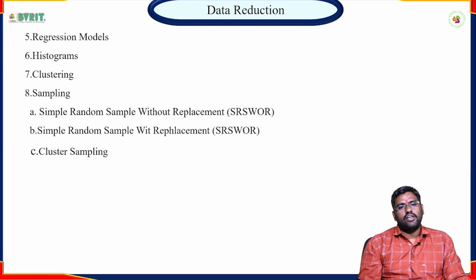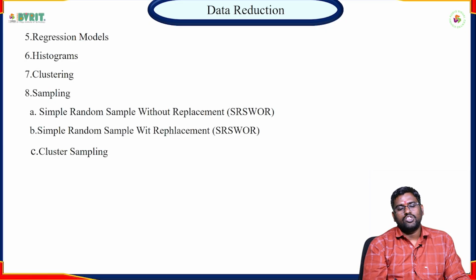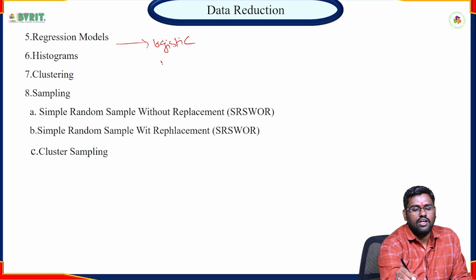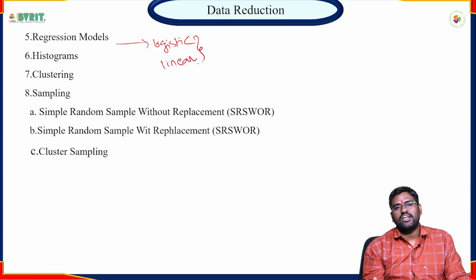Now these are the other elements. This is the fifth one, regression models. Regression models means there are different types of regression models, such as logistic regression and linear regression. By using all these methods, we need to differentiate the given variables we are taking.